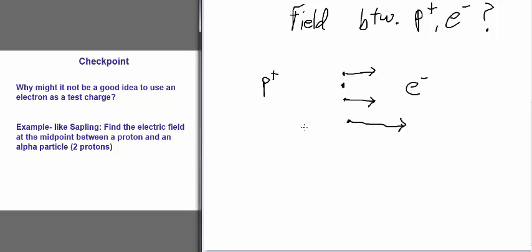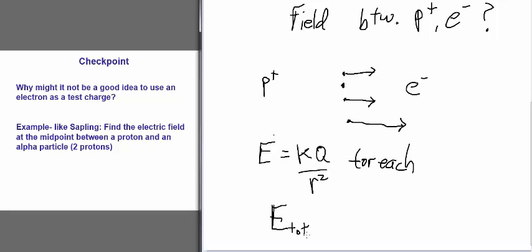And since the magnitude of the charges are equal, we'll let Q stand for that 1.6 times 10 to the negative 19th Coulomb charge. We can express the total field like this: 2 times kq over r squared. And again, r here is half the distance between the two particles, the distance between any one particle and the midpoint.